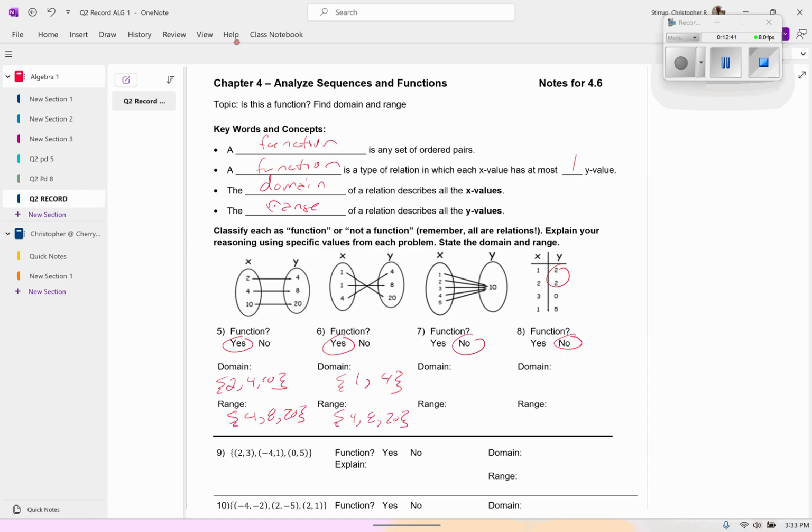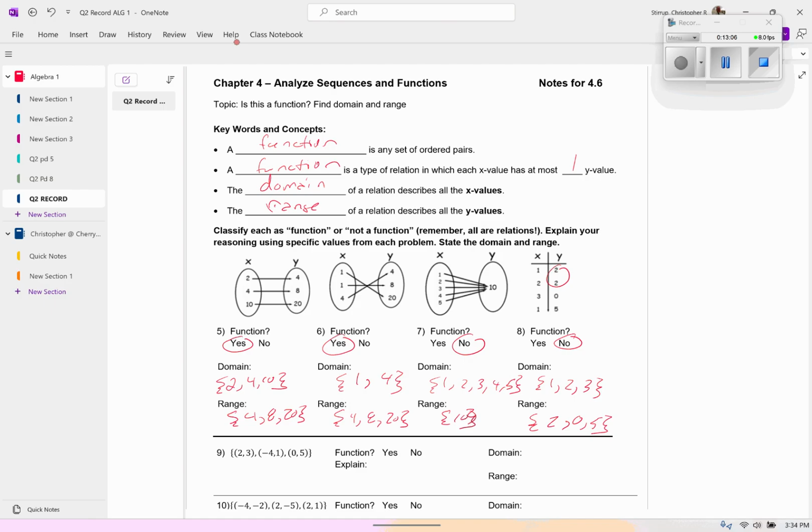The domain of this one is 1, 2, 3, 4, 5. It's all the x values. The range is just 10, and that is not a function, so that's okay. Domain of this one is 1, 2, and 3. I don't have to list the last one. That's okay. The range is going to be 2, 0, and 5. And again, we don't have to list the 0 twice.